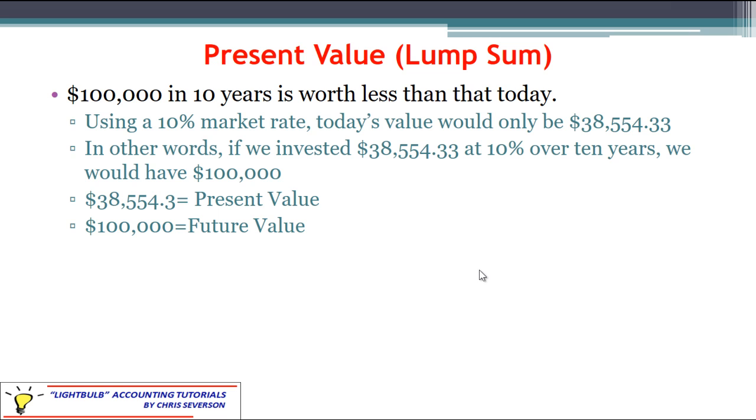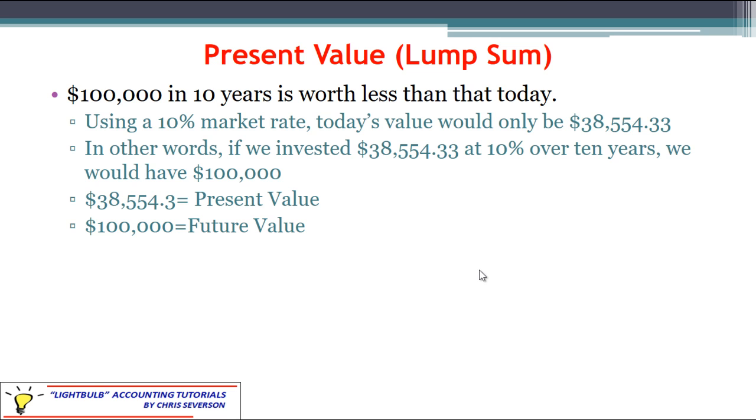So we said that we have two future cash flows, the lump sum and the annuity related to the interest payments. So the lump sum in this case is $100,000. We're going to get $100,000 in 10 years. Now, the thought here is that we want to find out, what is this really worth today? Today we need to price this bond. So what is that future cash flow really worth today?